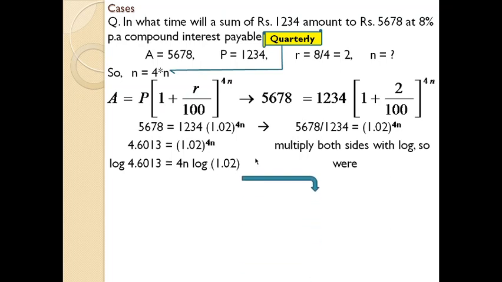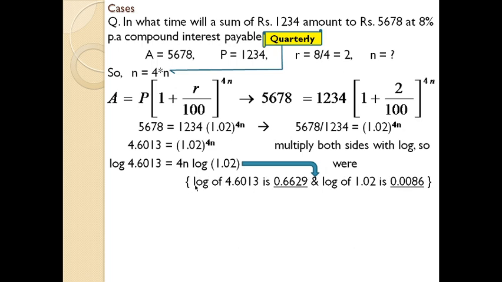For the time being, I am giving the answer. You need to be aware of how to find the log of certain numbers. Log of 4.6013 is 0.6629 and log of 1.02 is 0.0086. By substituting those values in the equation, it will be 0.6629 equal to 4n into 0.0086. By using the basic mathematical step, the unknown is shifted to the left hand side and the known value is shifted to the right hand side.